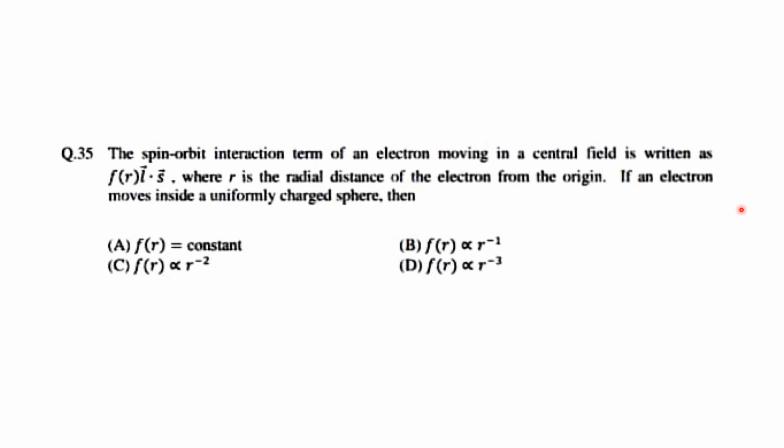If an electron moves inside a uniformly charged sphere, then option A, f(r) is constant. Option B, f(r) is proportional to r to the power minus 1. Option C, f(r) is proportional to r to the power minus 2. And the last option, option D, f(r) is proportional to r to the power minus 3. So let us see how to solve this problem.